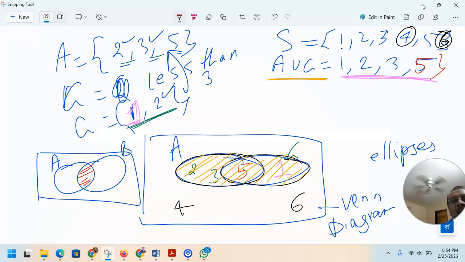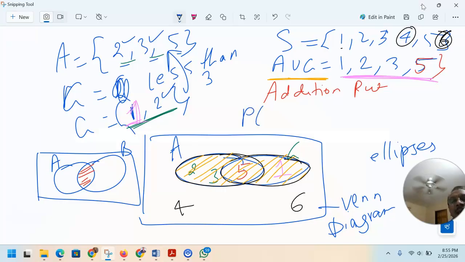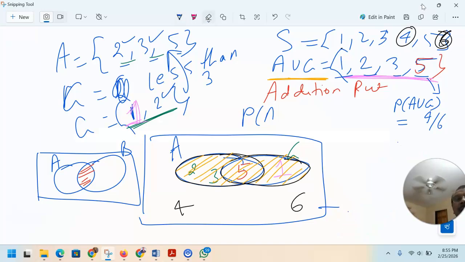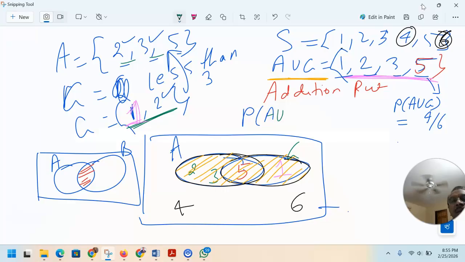And we have a nice formula here called the addition rule. Now, what is the meaning of the addition rule? If I want to know the probability of A union G, by looking at it you know that A union G has four elements. There are four here, so it is 4 out of 6, and you're done. So that's the probability of A union B. But there is also a formula to figure it out directly, and that is the probability of A union B.